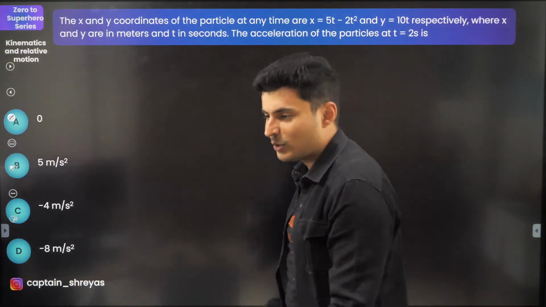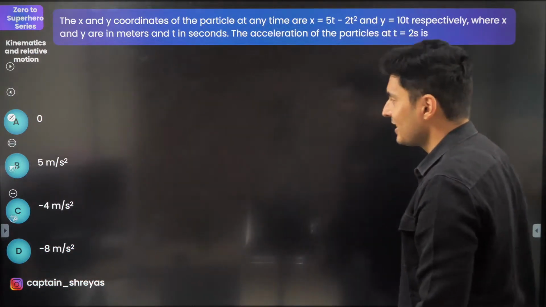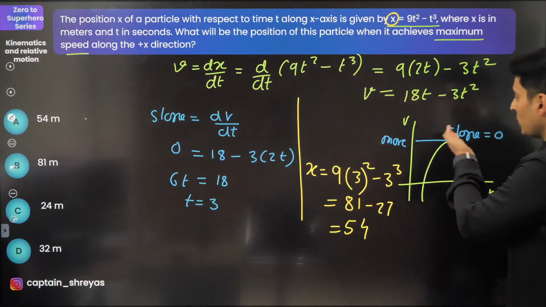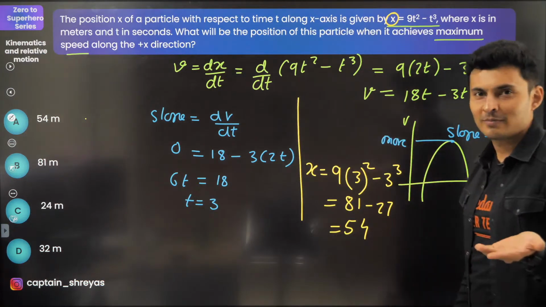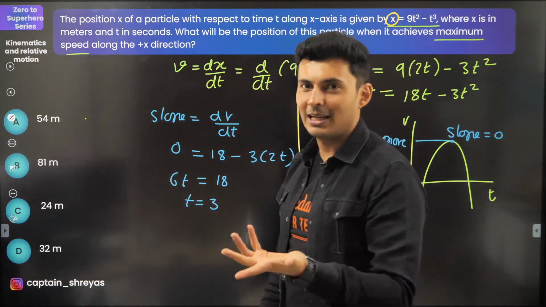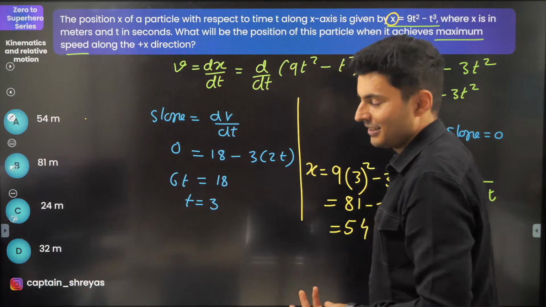Can you use maxima minima concept? Exactly. It's the same thing, Girish, at the end of the day. Even if it was not a parabola, I would still draw the slope and equate it to 0, which is derivative. Yep, it is, Girish.